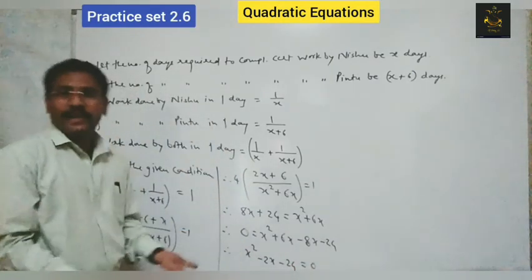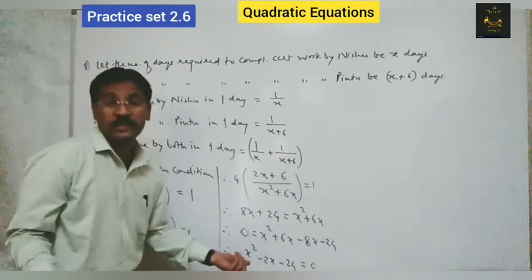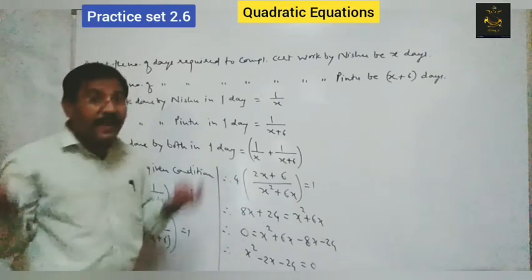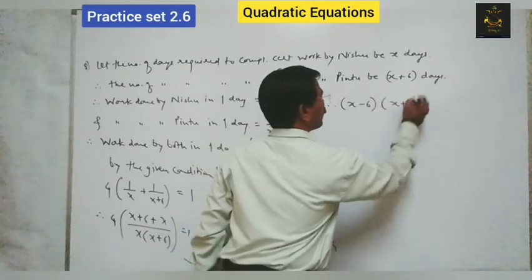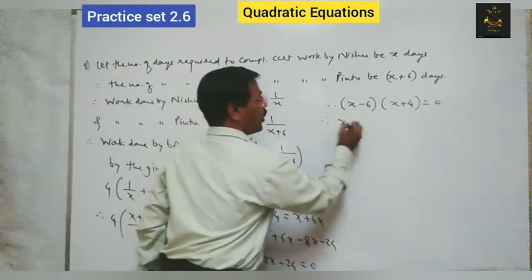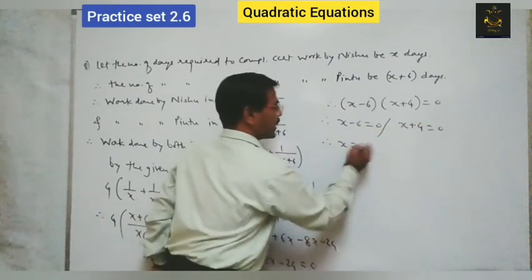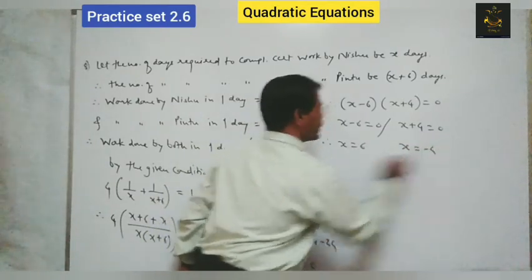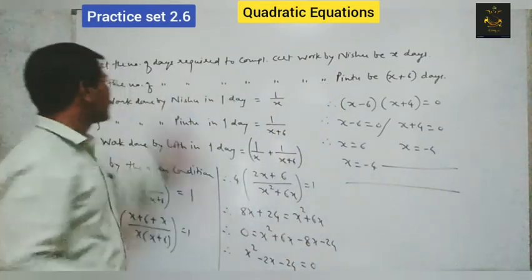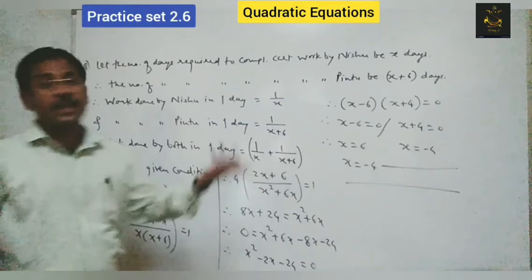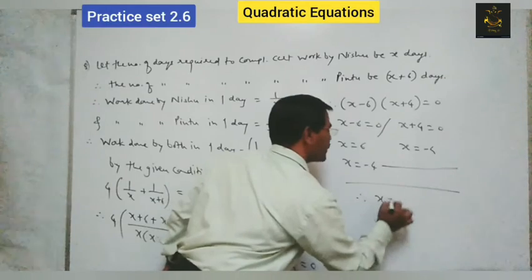Now we have to split as usual. What do we get here now? Here minus 2x minus 24. Yes, this is 6 4s are 24, minus 6 plus 4. So we can write directly x minus 6 plus x plus 4 is equal to 0. So x minus 6 equal to 0, x plus 4 equal to 0. So this is x equal to 6, and here it is x equal to minus 4. So x equal to minus 4 is not considerable because number of days is never negative. You can write here, number of days never negative. So x equal to 6.